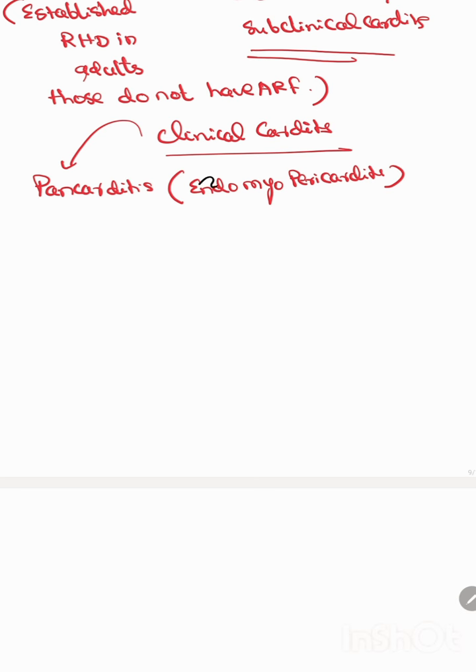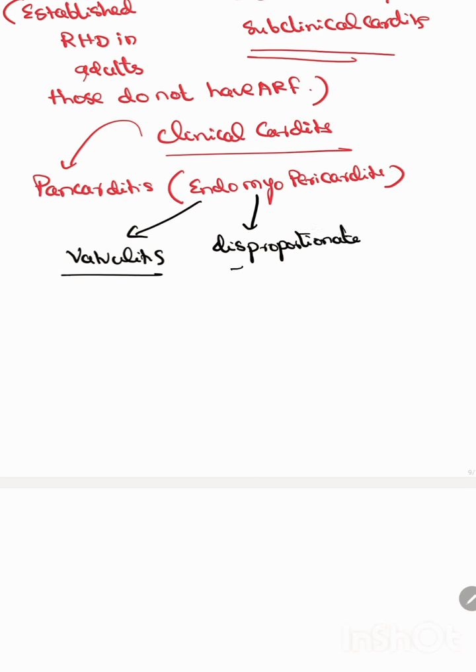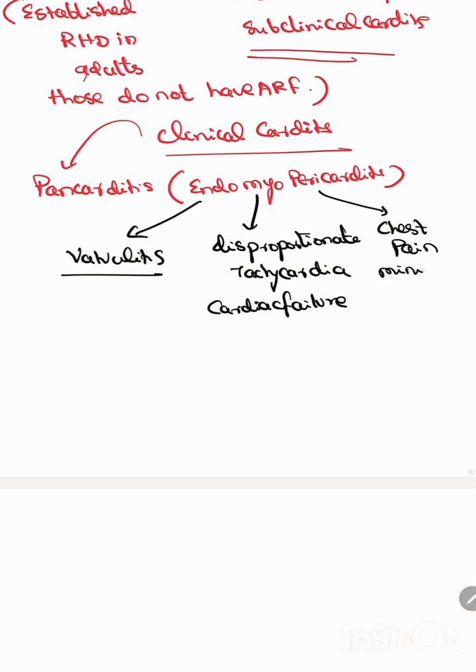What are the symptoms of endocarditis here? You will have valvulitis. You will have disproportionate tachycardia. And the myocardium is going under extreme strain, so they will have symptoms of cardiac failure. And with pericarditis, they will have chest pain and minimal pleural effusion. And due to myocarditis, they will have arrhythmias and even heart blocks.